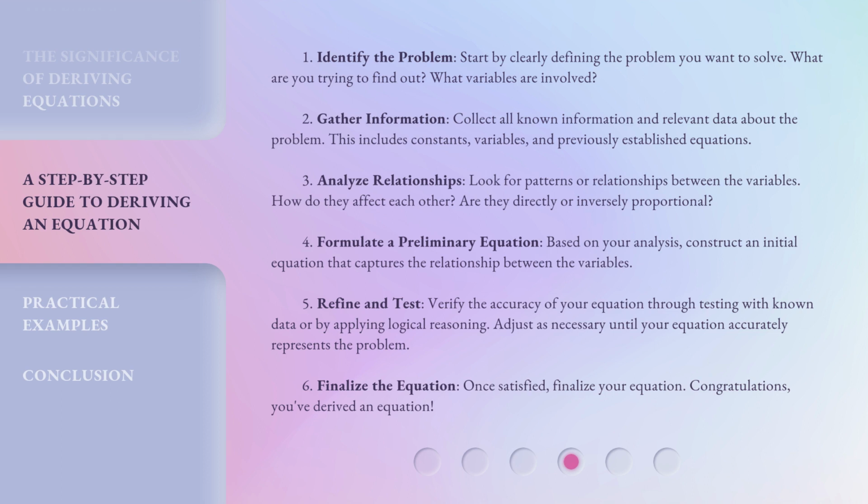4. Formulate a preliminary equation. Based on your analysis, construct an initial equation that captures the relationship between the variables. 5. Refine and test. Verify the accuracy of your equation through testing with known data or by applying logical reasoning. Adjust as necessary until your equation accurately represents the problem. 6. Finalize the equation. Once satisfied, finalize your equation. Congratulations, you've derived an equation.